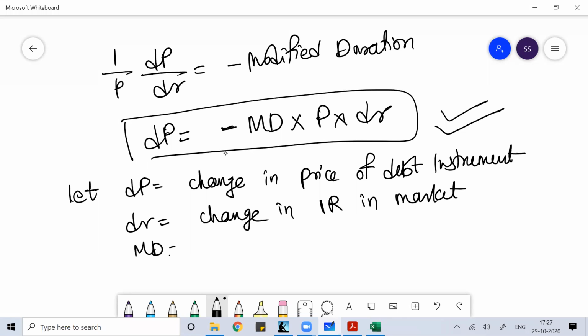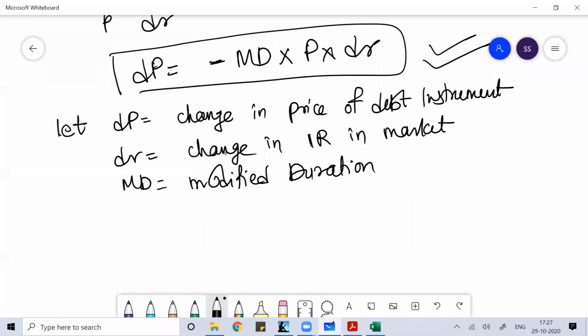MD means the modified duration. If I know the modified duration of the bond, basically we calculate it. The unit is year. Whenever we talk about Macaulay duration or modified duration, the unit is in years.